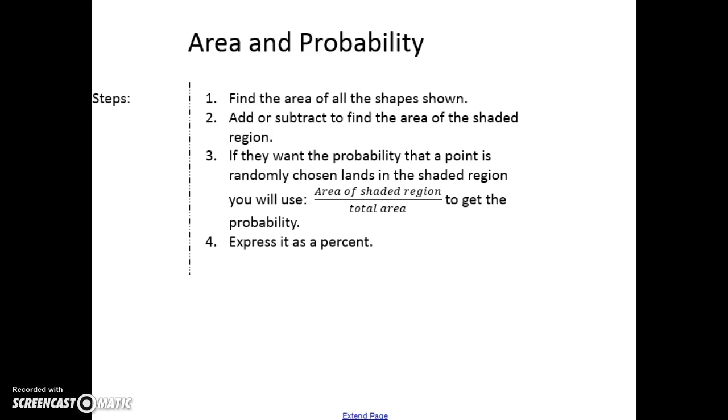And so here are some steps. First, we want to find the area of all the shapes shown. We want to add or subtract to find the area of the shaded region. And if we want the probability that a point randomly chosen lands in the shaded region, then we'll use the probability of the area of the shaded region over the total area to get a probability. And then last, we're going to express it as a percent.